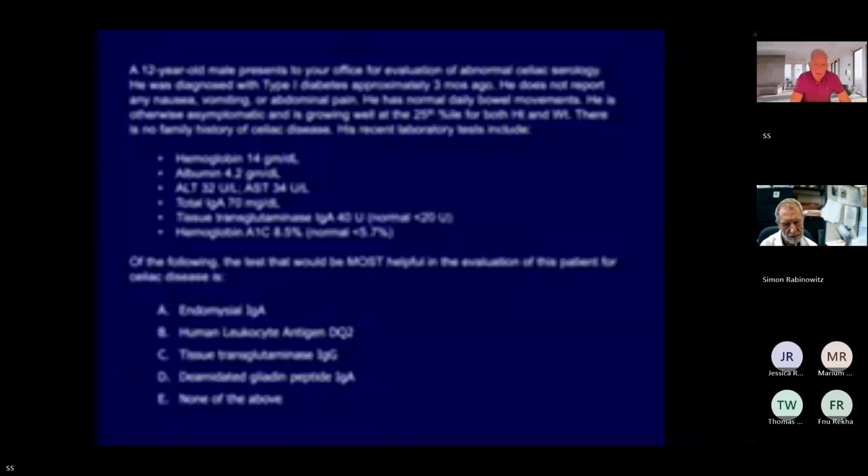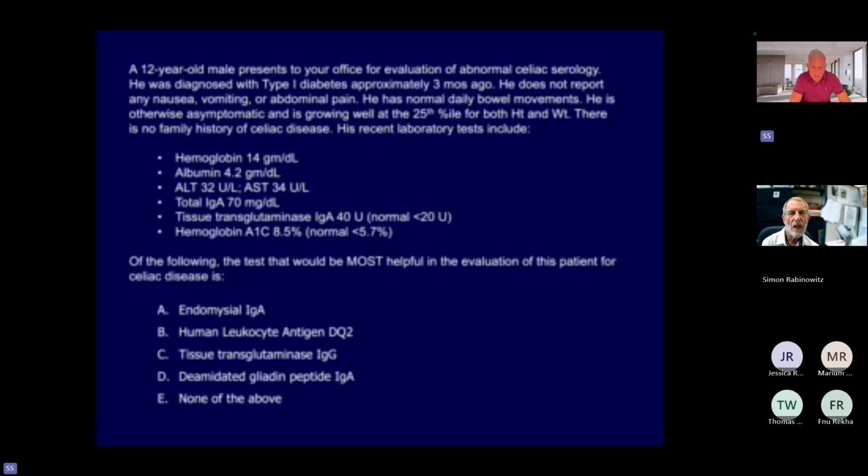So can I have a student or a fellow read this case and provide me with an answer? I can't see who's on. Yeah, it's hard to read.